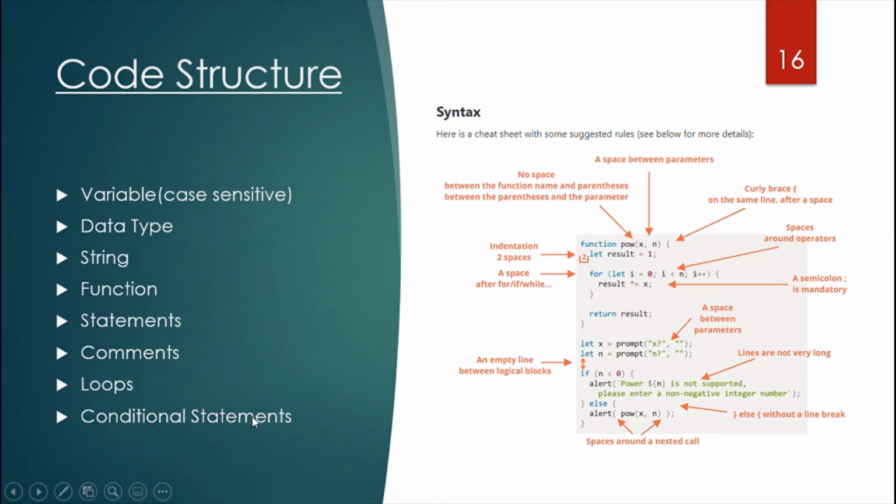Then conditional statements. We have learned already the variable, data type, string, functions, statements. These are something different which we still have to understand. You might have learned these things in some other programming language, but how they look in JavaScript needs some study. The conditional statements like if, else, while loop, do while loop. So these are the code structure, how the code would look.